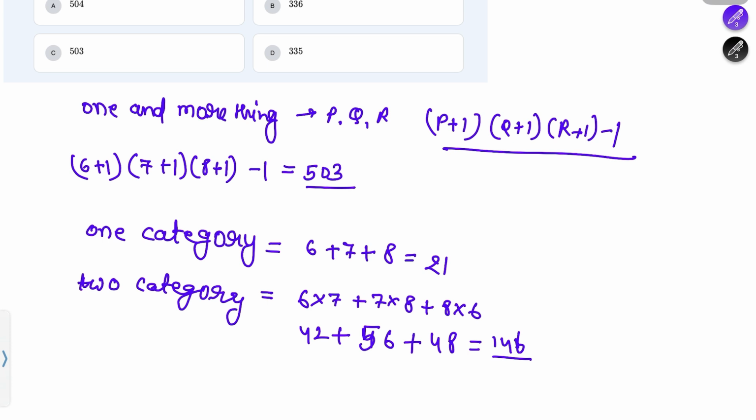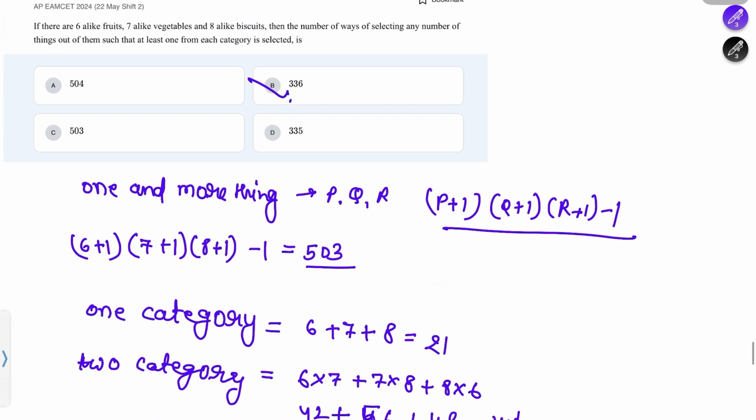So select at least the total minus one category and two category. This question is dependent on a formula, so it is difficult if you do not know that formula. So 3 minus 1 is 4, 7 subtract 1, and 3 is 6, correct. So 336. The answer is B.